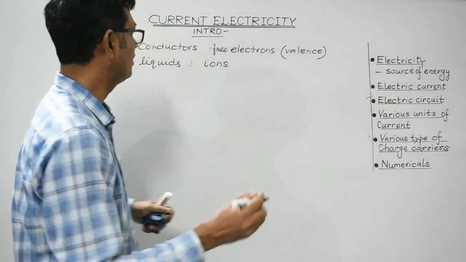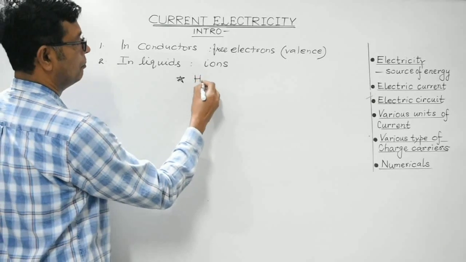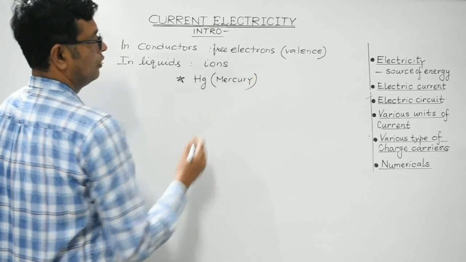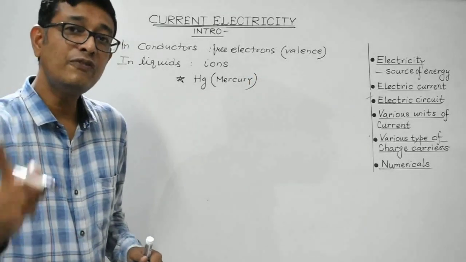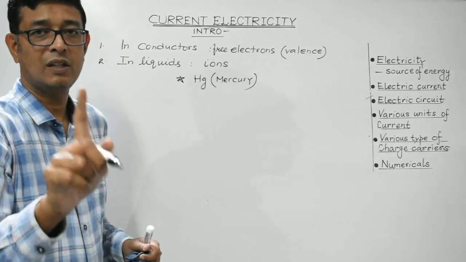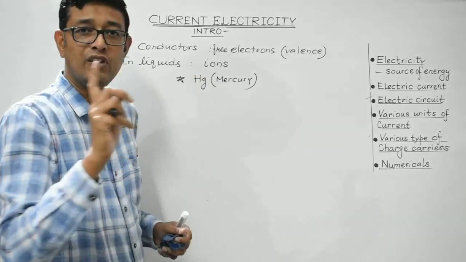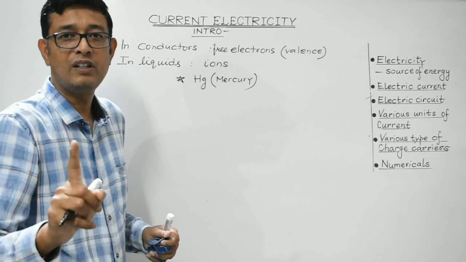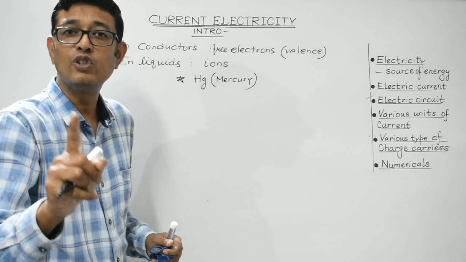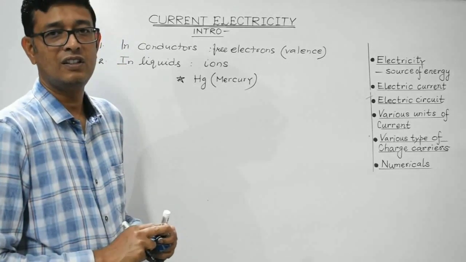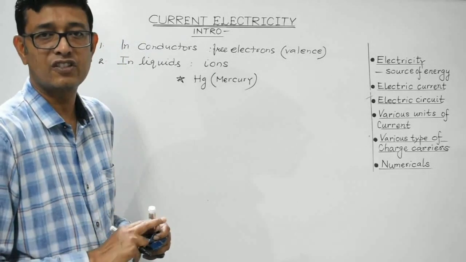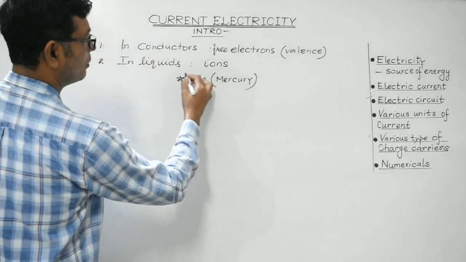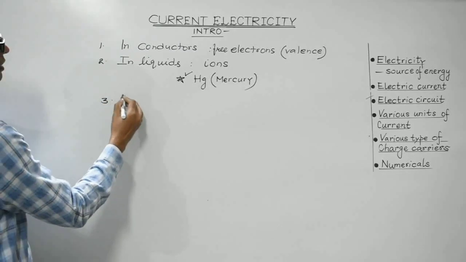Here I must state, mercury is the only example of a liquid which conducts current due to the presence of free electrons. Remember students, mercury is the only liquid, it is an exceptional case. Mercury is the only liquid which conducts current due to the presence of free electrons. All the other liquids which conduct electricity do so due to the presence of ions, right? So remember this. Third, in gases.